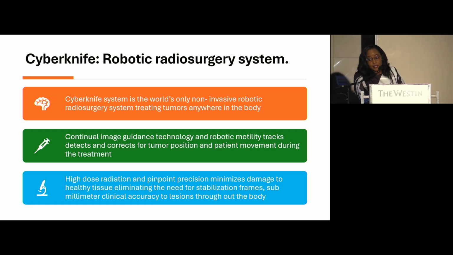So the CyberKnife is a robotic radiosurgery system. It's the only non-invasive robotic system treating tumors anywhere in the body. So we have SRS and SBRT. We have continual imaging throughout the treatment. I think this is the most fancy thing about the CyberKnife treatment. And then the high-dose radiation and pinpoint precision, we always advertise it as sub-millimeter accuracy.